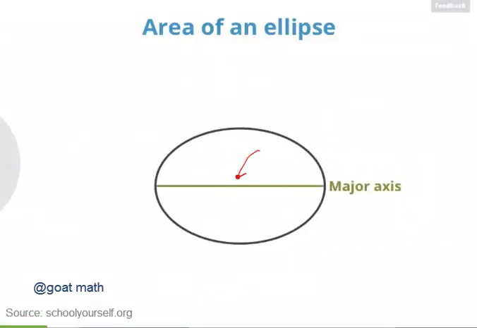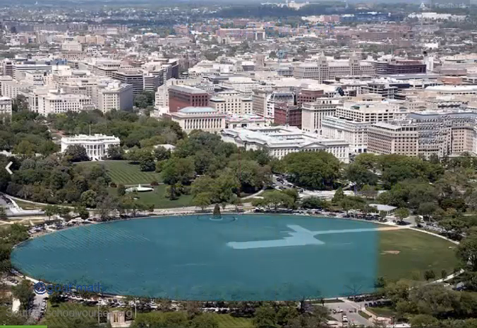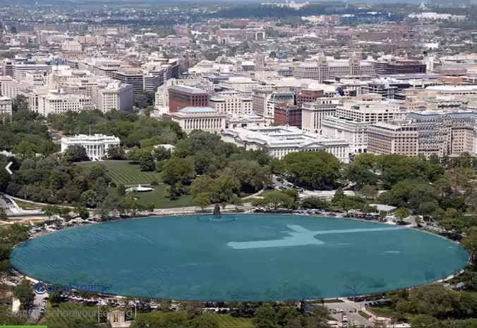And remember that the longest segment going through its center is called the major axis, and the shortest segment going through the center is the minor axis. We'll be using these to find a formula for the area. And later on, we'll apply that formula to the ellipse in Washington, D.C. and figure out how many people can fit onto it at once.